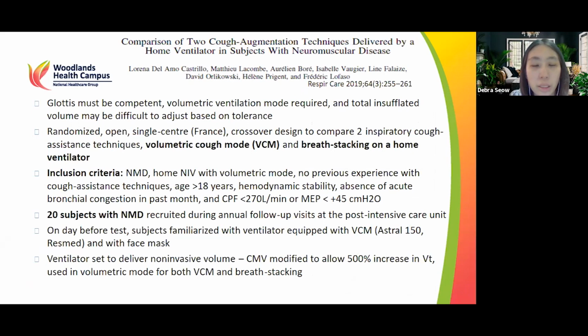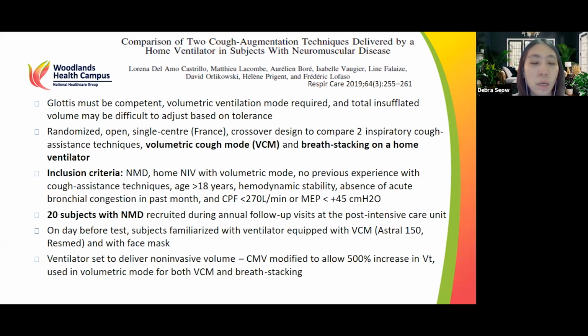And there's another study. Again, in all these studies, the glottis was actually competent. So they didn't really have any bulbar dysfunction, which, as we know, tends to get more common as ALS progresses, and there are also patients, at least 30%, with bulbar onset ALS. So for this, the glottis was competent, and the volumetric ventilation mode is required. The total insufflated volume is sometimes a little bit difficult to adjust based on tolerance, for example in neuromuscular diseases.